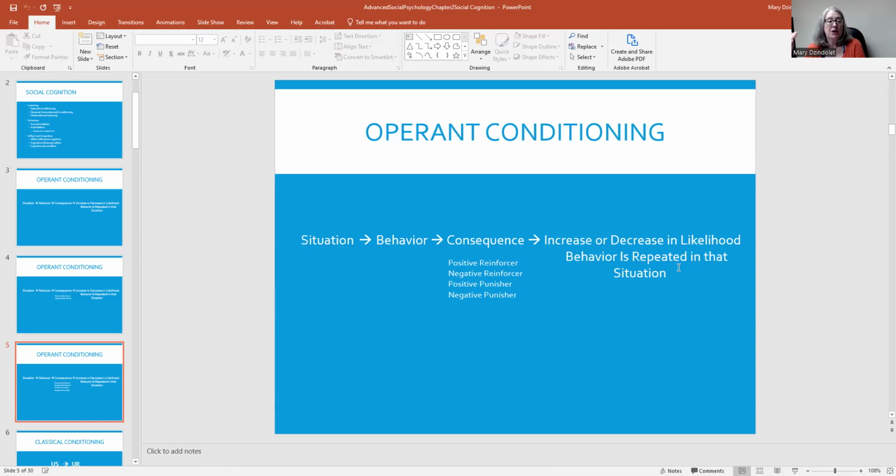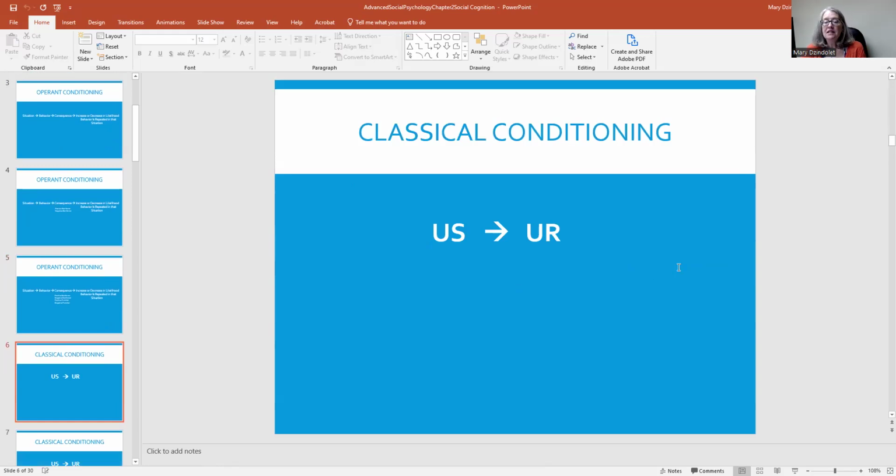In order for operant conditioning to work, ideally you know the organism or the person that you're giving the consequences to really well, so you know what will work as a reinforcer for them and what will work as a punishment for them. Okay, that's operant conditioning. Now let's talk about classical conditioning.